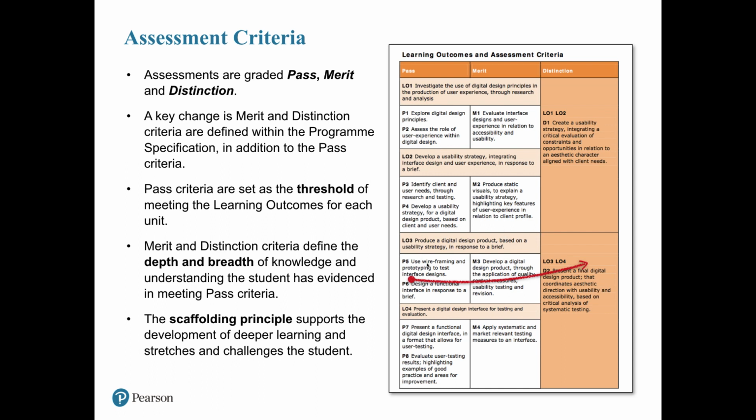We shouldn't be asking the student to do something fundamentally different at merit level than they were doing at distinction or at pass level. And similarly, at distinction level, we should not be asking the student to do something different again. And we should see that the pass builds to the merit builds to the distinction. So if a student is working at distinction level, because of that scaffolding principle, they should have already been engaged in the merit and the pass.